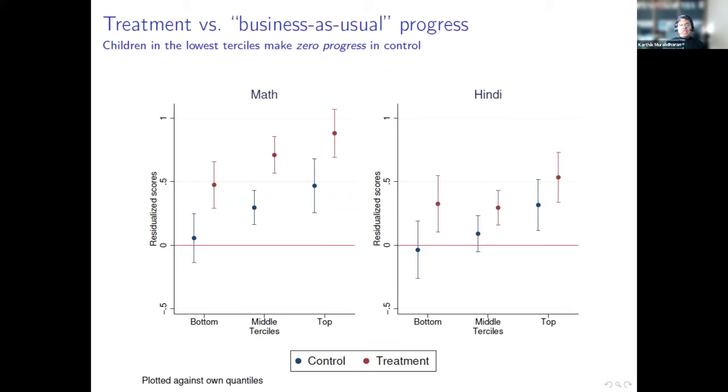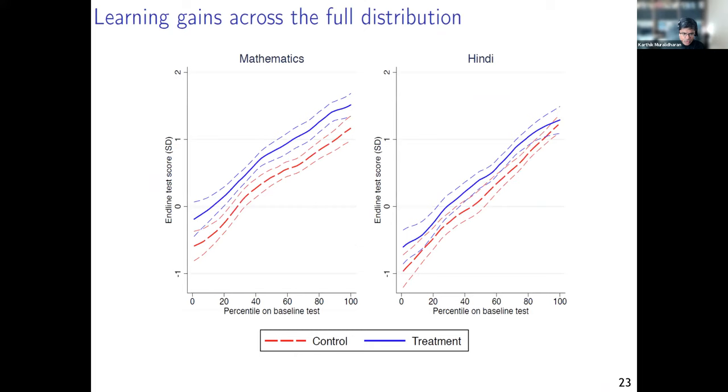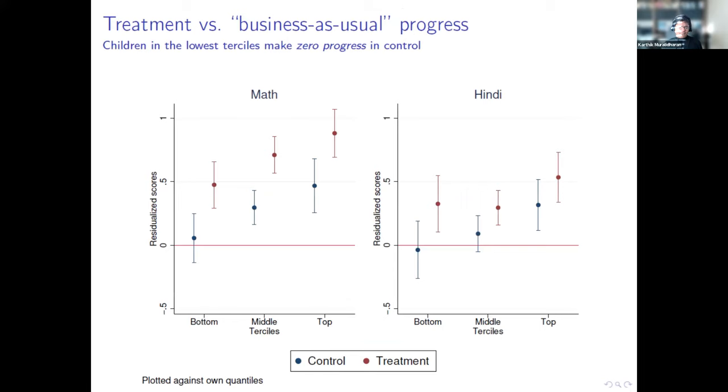If you now look at this at different parts of the distribution, okay, and break it down relative to the improvement happening in the control group, okay? Because what this is showing you is, in regression terms, with a smooth kernel plot. But now we're doing this at the level of terciles. And the most important thing here is that the blues are telling you how much progress is happening in the control schools, okay? So this is the business as usual gain that's happening. And the red minus blue is the treatment effect, okay?